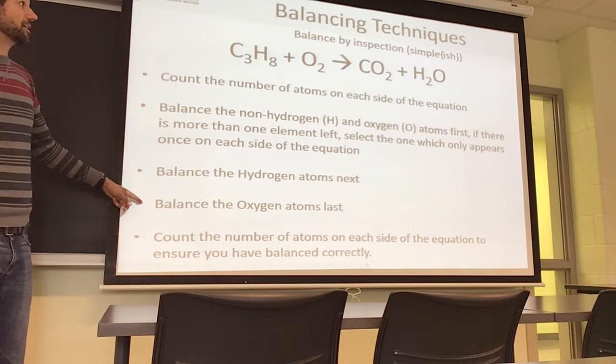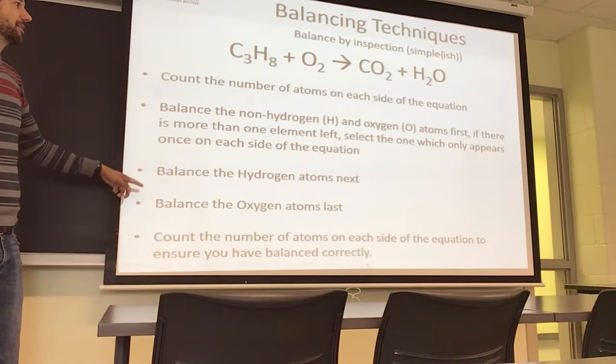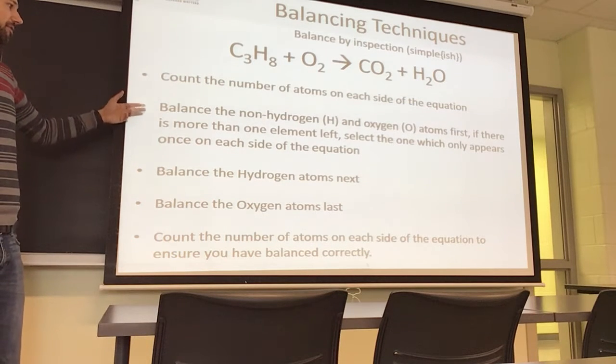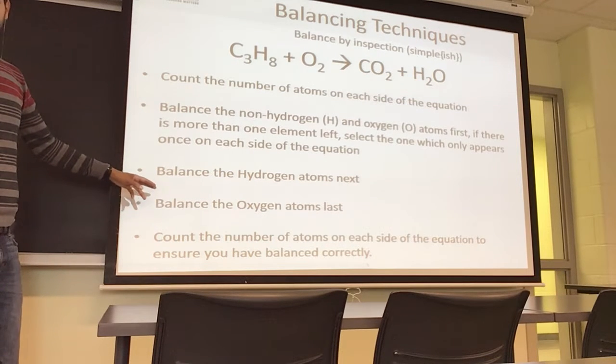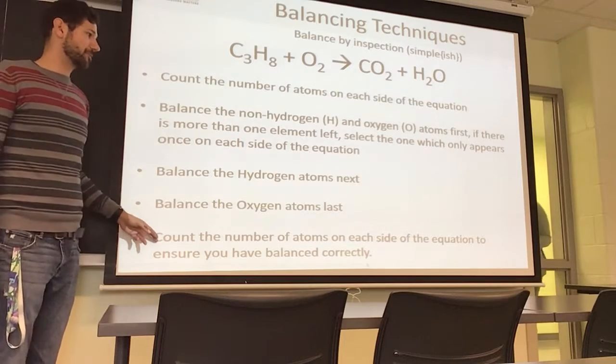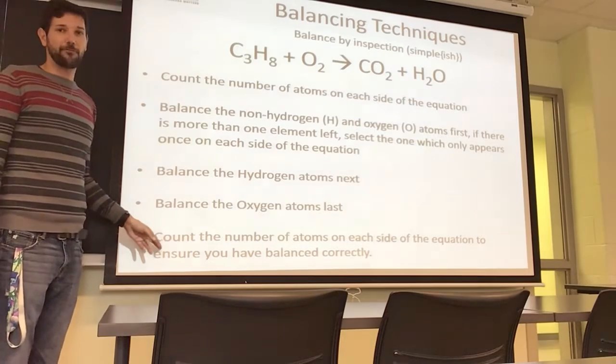So because there's only carbon, hydrogen, and oxygen in this one, that means we're going to balance carbon first, hydrogen second, oxygen third. And the last step which we can do in these is to count the number of atoms on each side of the equation and ensure we balance correctly.